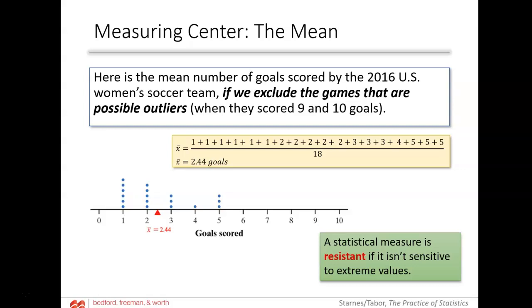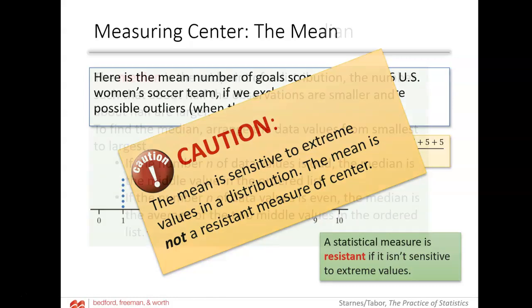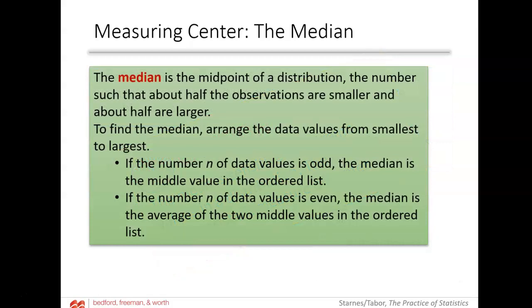So a statistical measure is resistant if it isn't sensitive to extreme values. So the median is what we call a resistant statistic, and the mean is non-resistant. So the mean is sensitive to extreme values. The mean is not a resistant measure. That's the clear hint there. So I kind of spilled the beans here.